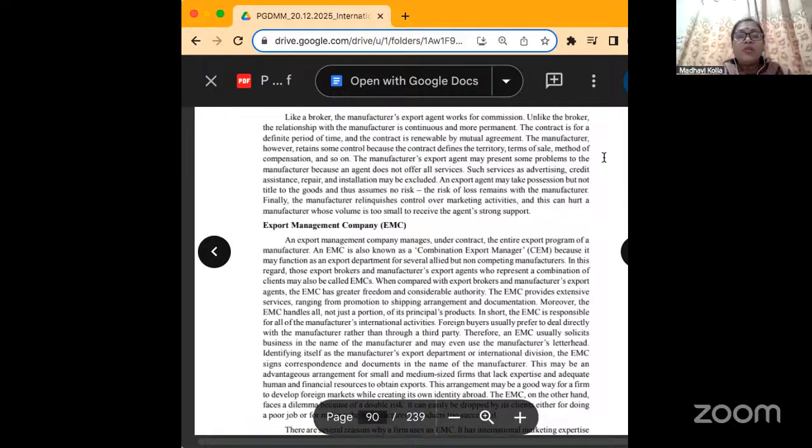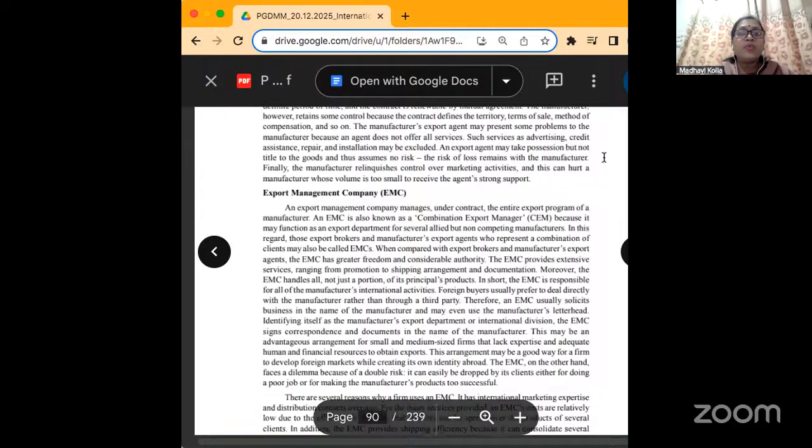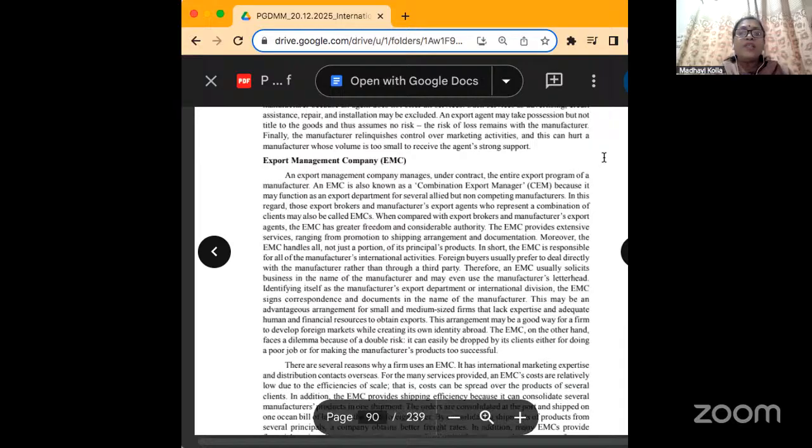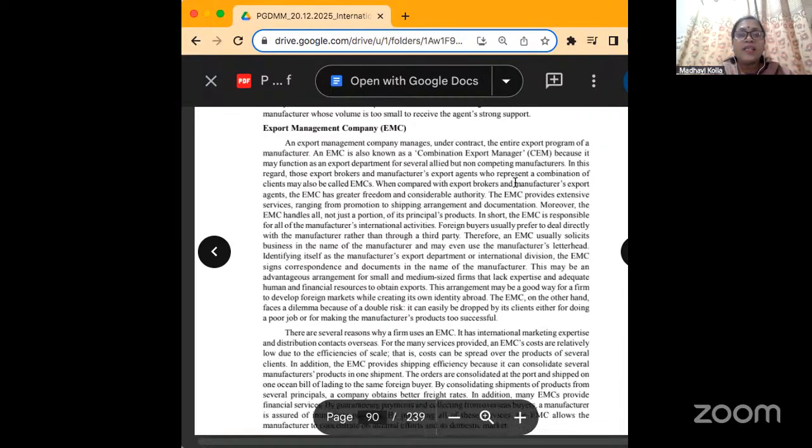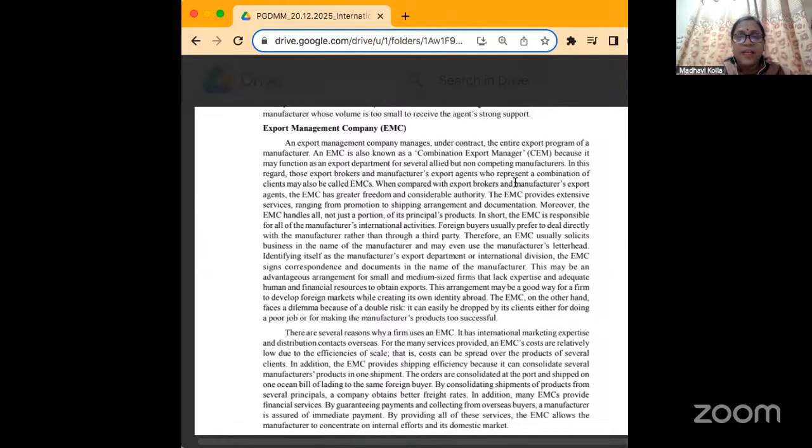However, we also said that in the case of such an understanding, the loss or risk attached to a manufacturer is very, very high, because at the end of the day, they are responsible for the product right from the manufacturing to the actual sale point. So, if anything goes wrong, it is a manufacturer who is at a loss. The next one that is to be considered is Export Management Company, or EMC in short.